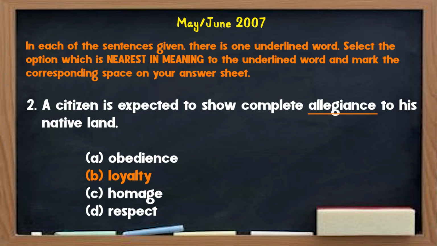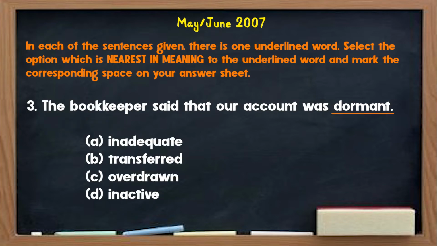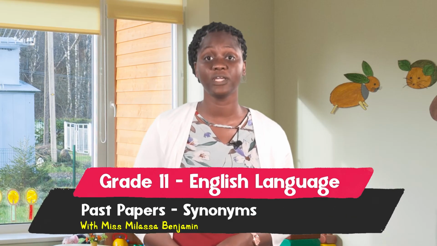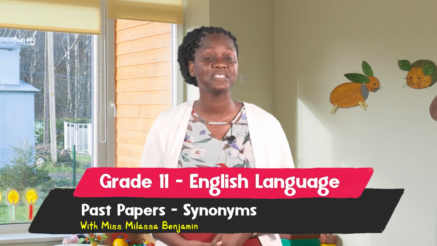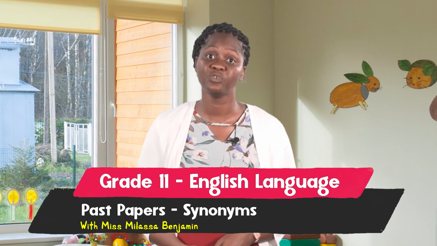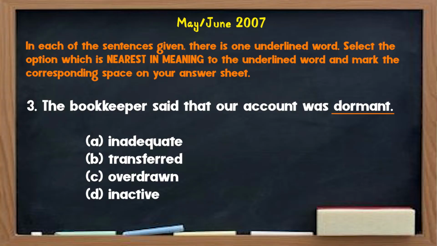The word allegiance alludes to strong commitment. Therefore, the synonym of allegiance would be best suited at B, loyalty. Number 3. The bookkeeper said that our account was dormant. This is similar to that volcano in St. Vincent that was dormant since 1979 but erupted only recently. The options available for a synonym of dormant are A, inadequate, B, transferred, C, overdrawn, and D, inactive.